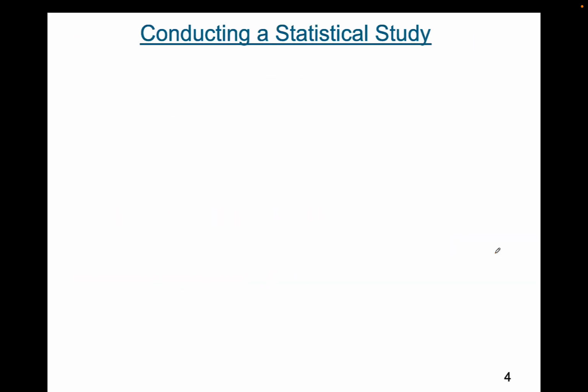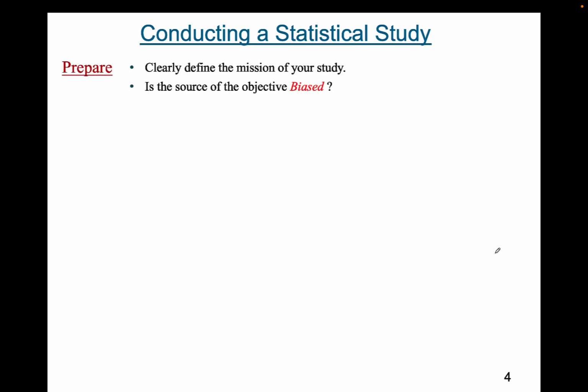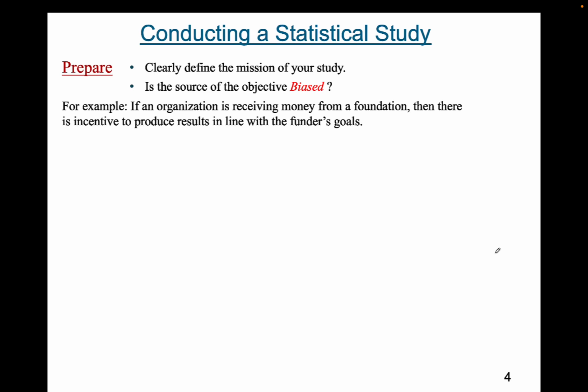Moving on, conducting a statistical study. Take some steps. First, you have to prepare. Clearly define the mission of your study before you start. Check, is the source of the objective biased? What does that mean? An example, if an organization is receiving money from a foundation, then there is incentive to produce results in line with that foundation's goal, that funder's goal, the person giving them money. That would be considered a bias.